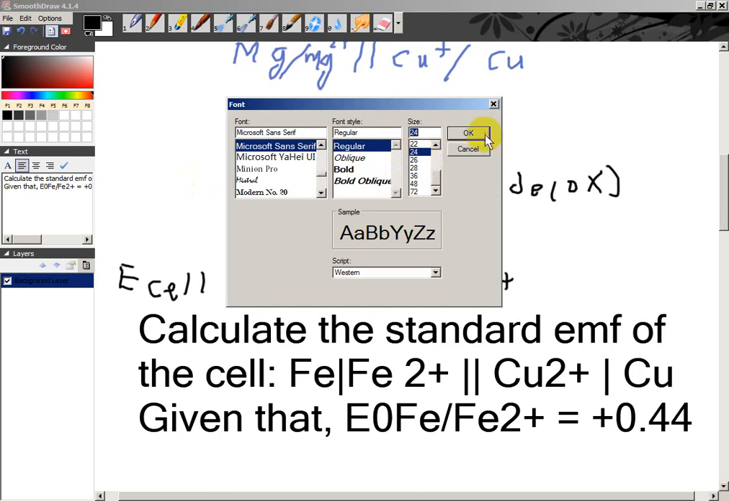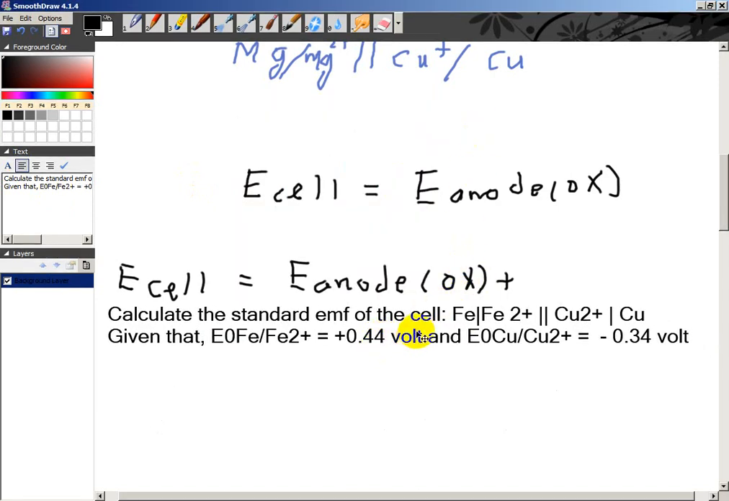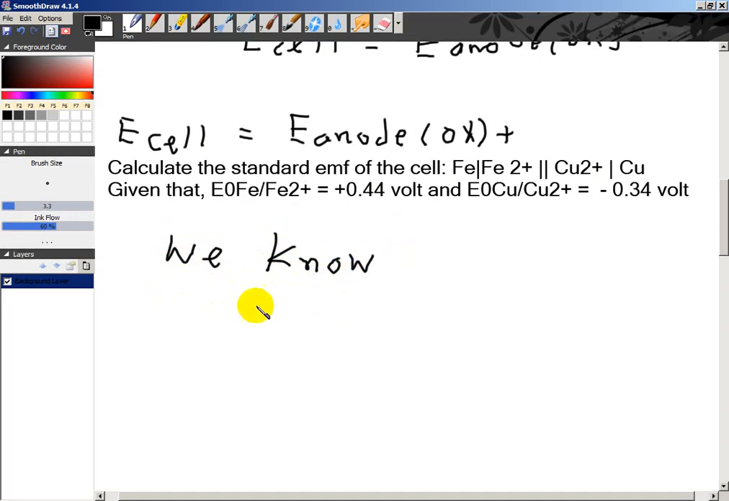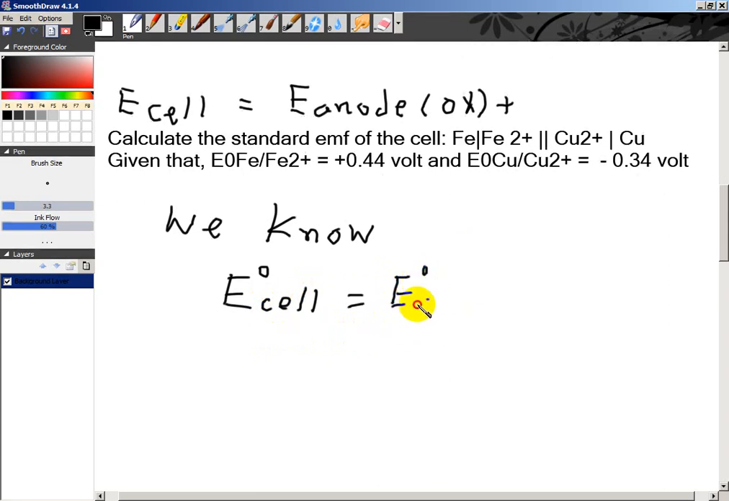Calculate the EMF of the cell. Okay, this is the EMF of the cell. We know this cell potential equals the standard cell potential, E naught cell, which is the oxidation potential E naught ox plus the reduction potential. Ox means oxidation.